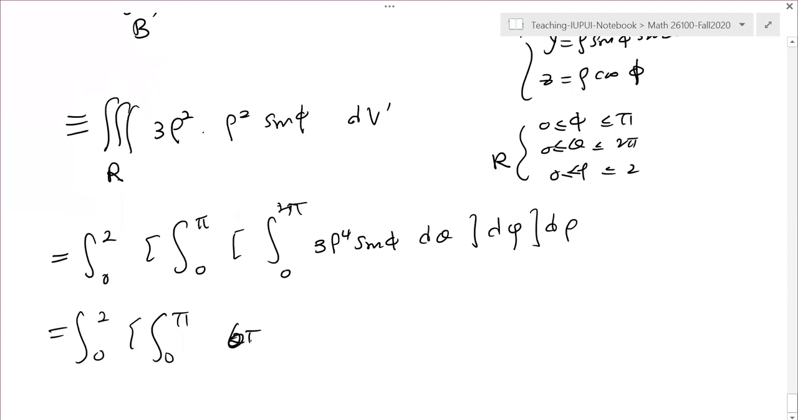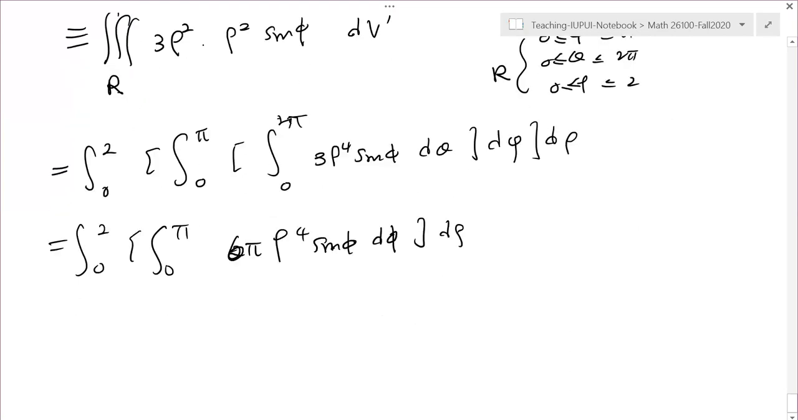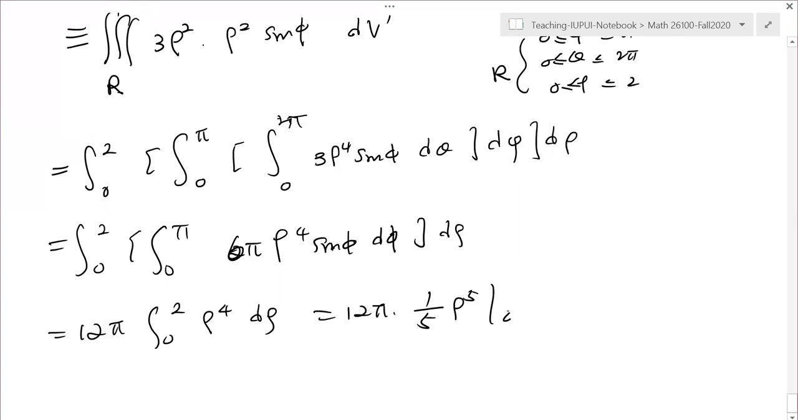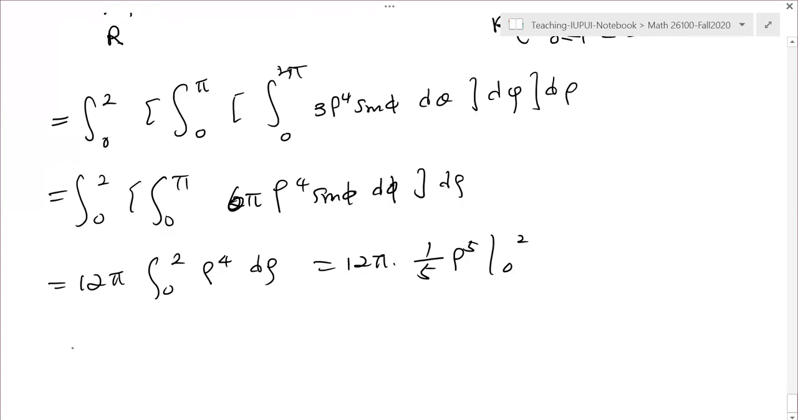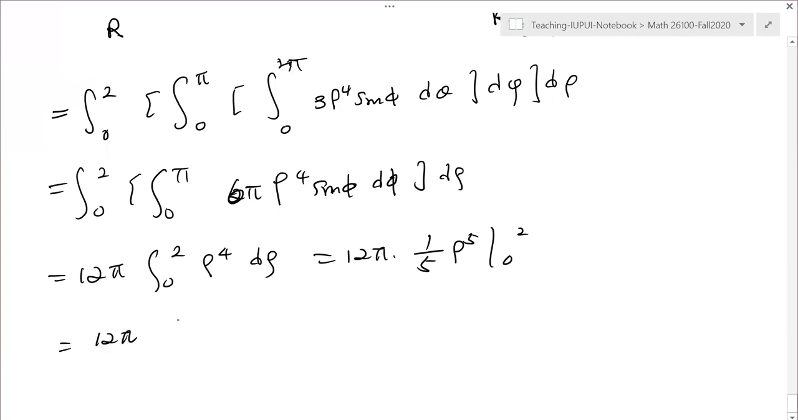The theta integral gives 2 pi, so it's 6 pi right now. Then the integral of sine phi from 0 to pi is 2, so it's going to be 12 pi. And then the antiderivative of rho to the 4th is 1/5 rho to the 5th from 0 to 2. Finally, you get 12 pi times 2 to the 5th over 5. You can simplify a little bit, but that's all we can do.